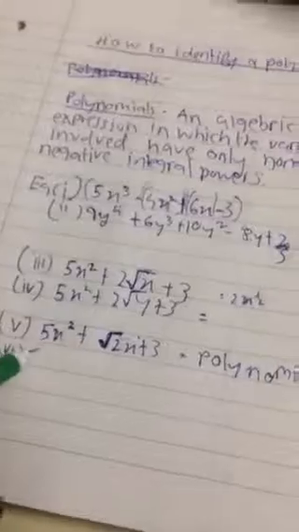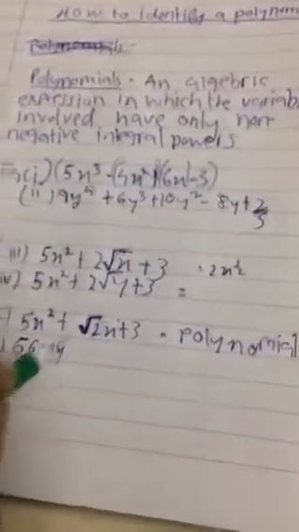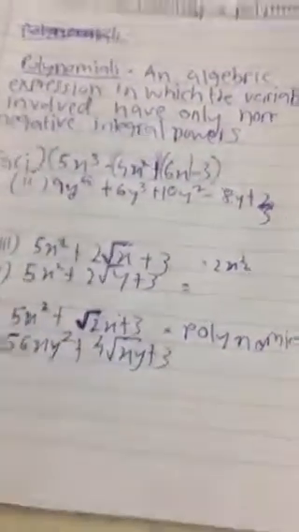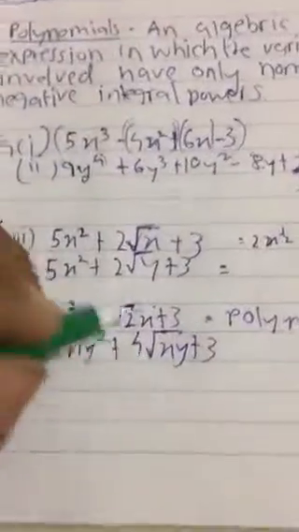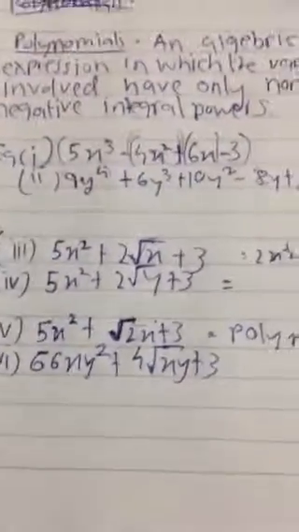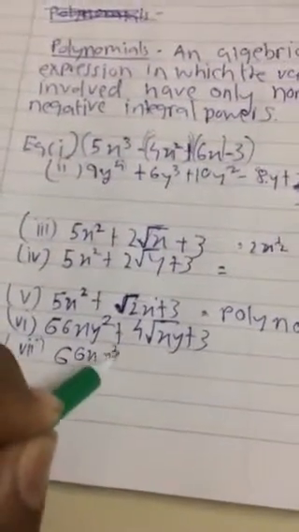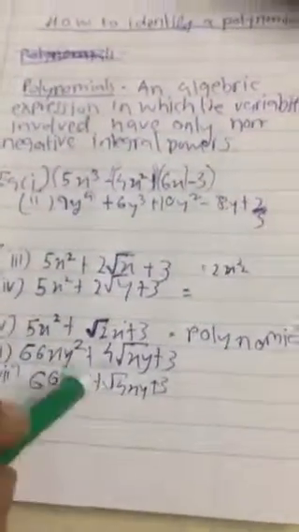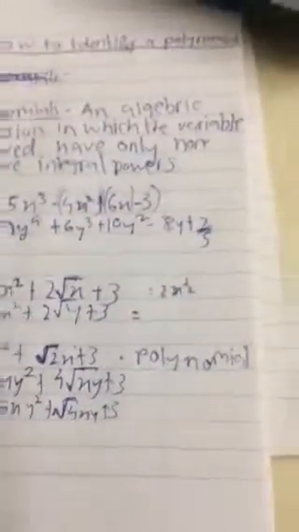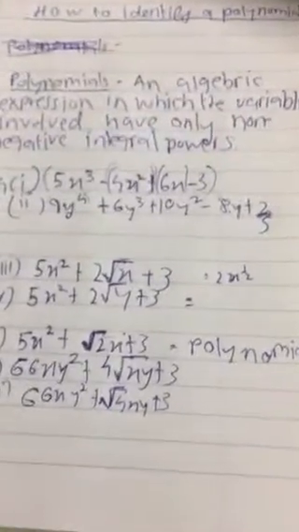Again, let me give you another example. Let us say 66xy squared plus 4 root xy plus 3. Will this be a polynomial or not? This is not a polynomial, because root xy is given. Root xy can be written as xy to the power 1 by 2. So the given expression cannot be classified as a polynomial. But again, if it is given like this, 66xy squared plus root 4xy plus 3, here see that the root sign is not acting on x or y. Thus we can say that 66xy squared plus root 4xy plus 3 is a polynomial.